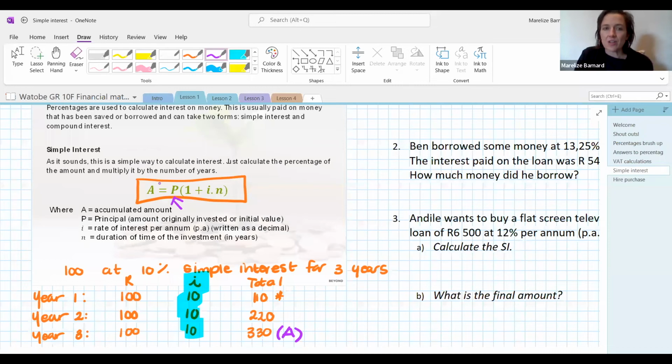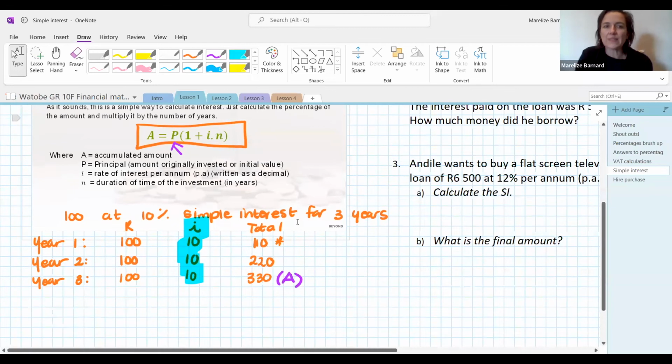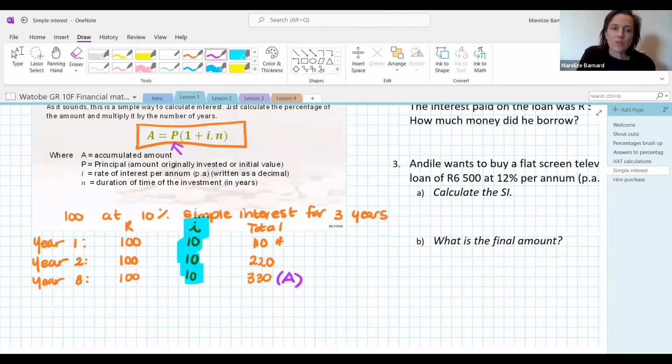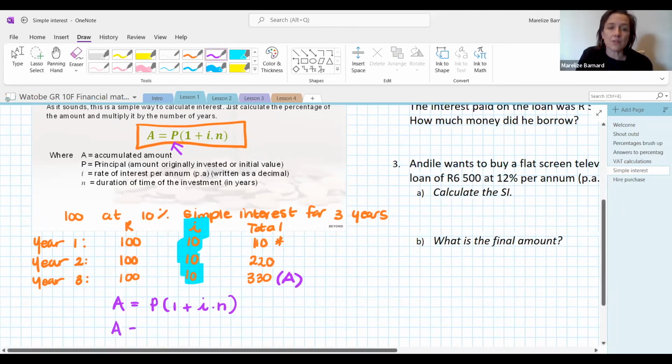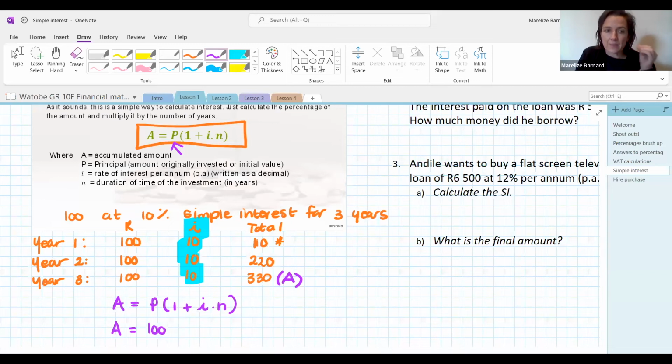Okay, so let's now actually do this same example again, but now we use our formula and we say A is P(1 + i × n). And let's see if we get 330. Let's see if this math actually works, if it checks out. So P is what we put away at the beginning.